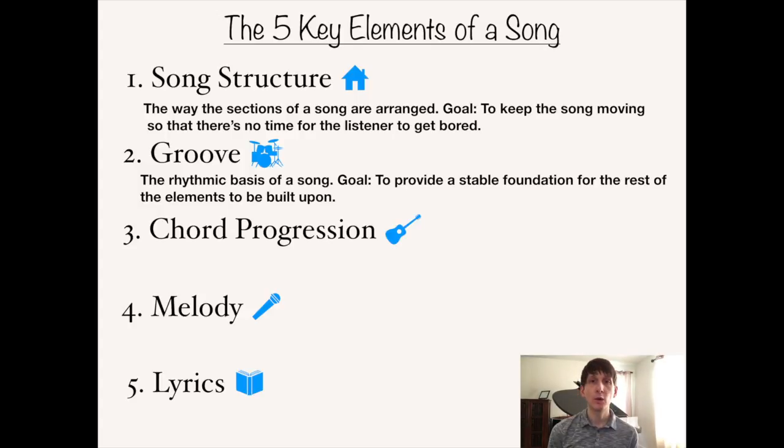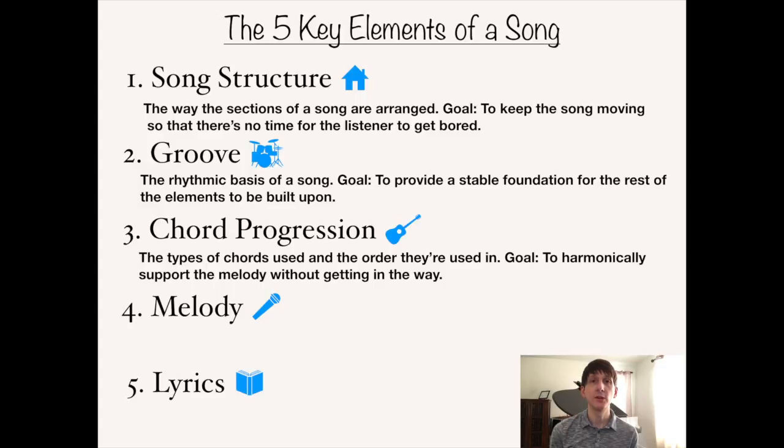The third element, chord progression, is the types of chords you use and the order you use them in, and the goal of the chord progression is to harmonically support the melody without getting in the way. So the chord progression is kind of like the support beams for the melody. And personally, I really like writing super fancy, over-the-top, complex chord progressions, but it's not always the best approach. If you err on the side of simplicity in your chord progressions, it's gonna make it easier to stay out of the way of the melody, which is really the true goal.